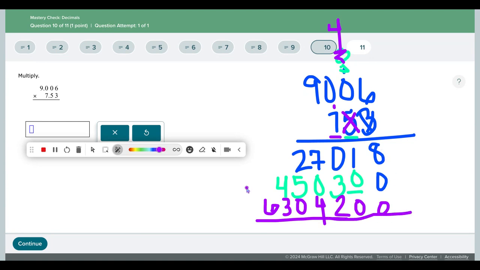So now you're ready for your last step, which is to just add all your partial products, right? Because the entire answer is called your product. So these are parts to your product. I'm going to add my partial products, okay?